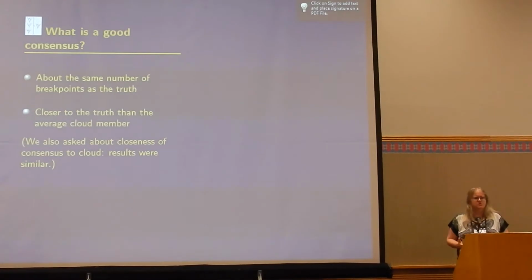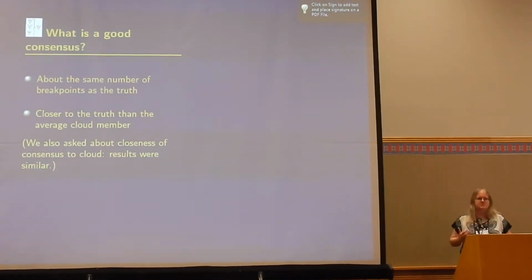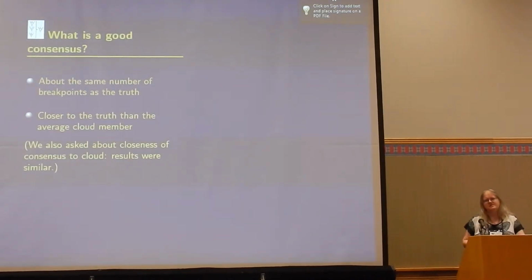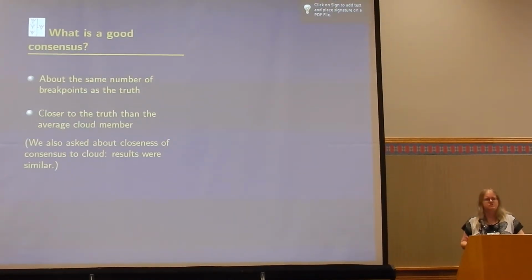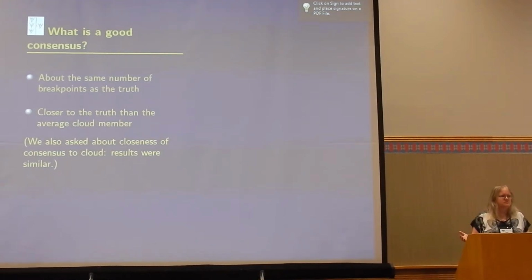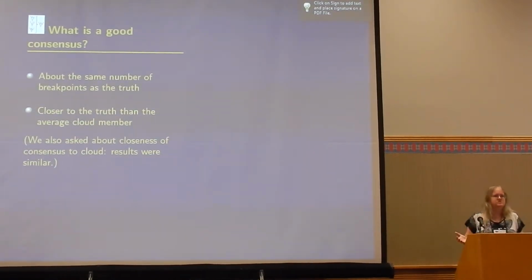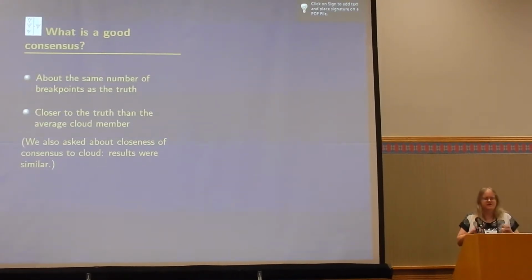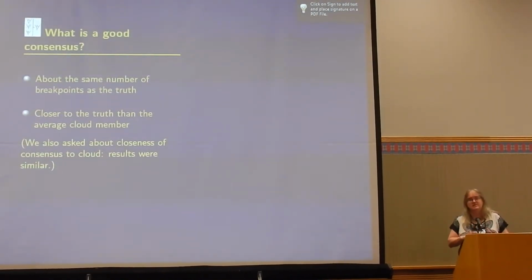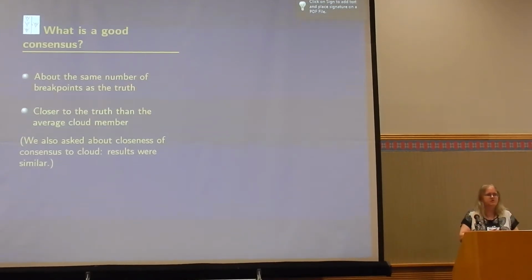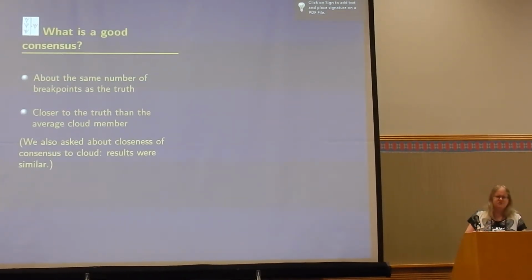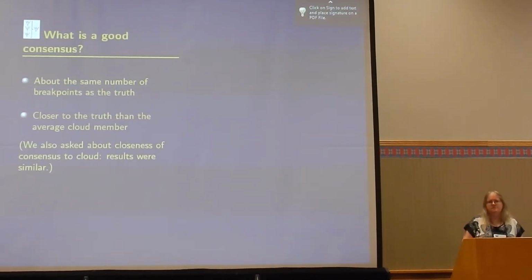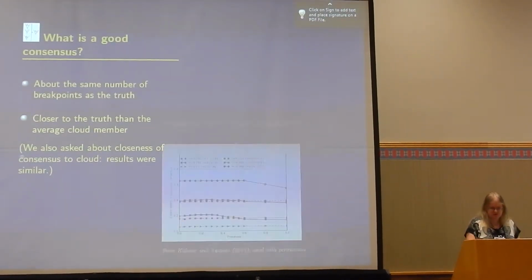Does this work? Well, we need a rule for what's a good consensus, which is actually missing in the literature. I decided on two rules. I'm aiming for something that has about the same number of breakpoints as the truth, that represents a recombinant history that's at least plausible given the recombinant histories that came out of our inference, and that it's closer to the truth than the average cloud member. Here you see why I needed a distance method, because I have to be able to define what closer is. I also asked about the closeness of the consensus to the cloud, and got the same results, which I won't show here.